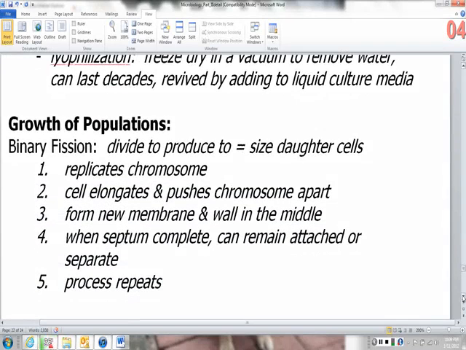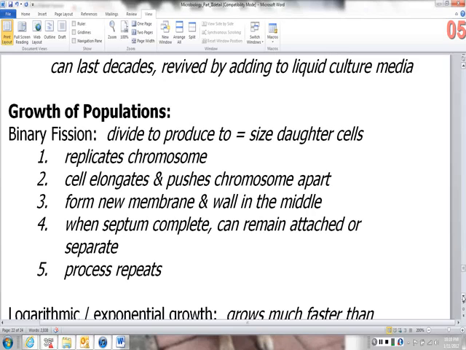When bacterial populations grow and divide with binary fission, a cell divides to produce two equal-sized daughter cells. It begins by replicating the chromosome, and then the cell elongates and pushes the chromosomes apart. A new membrane and a wall will form in the middle. When the septum is complete, the daughter cells can remain attached or separate depending on the species, and the process itself repeats. This logarithmic or exponential growth is much faster than arithmetic growth. One cell divides to make 2, then 4, then 8, and 16, and so on.